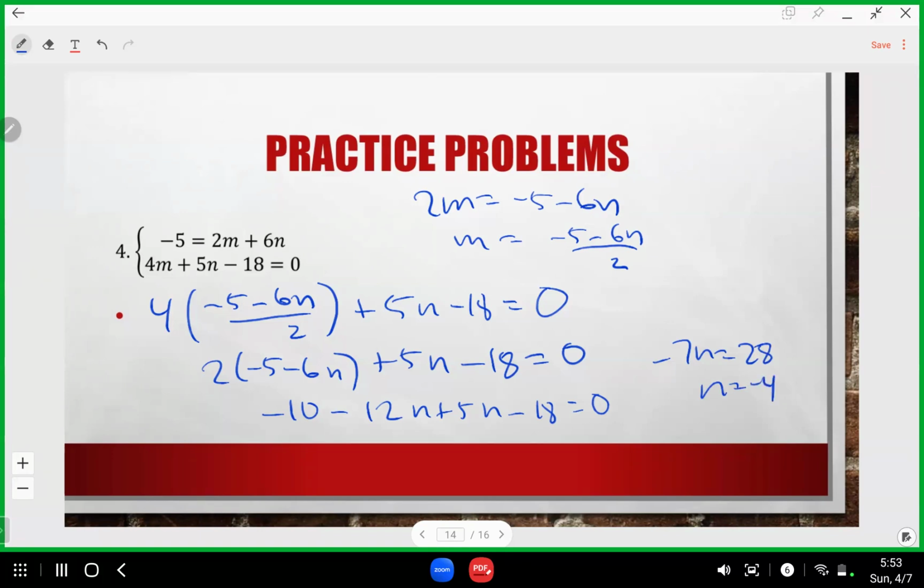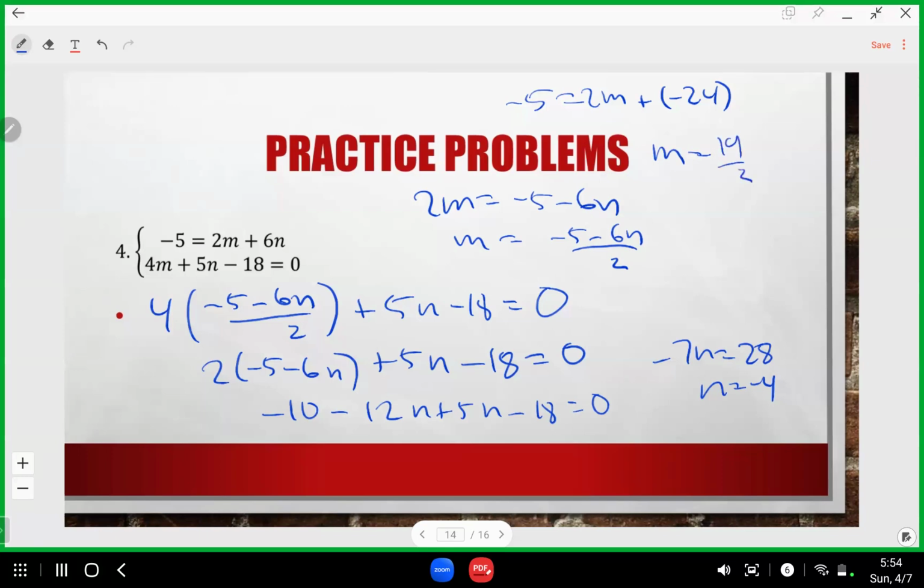Okay? So now we need to go n is equal to negative 4 here. We sub that in. Negative 5 is equal to plus negative 24. Okay? So then we have what? We have m is equal to 19. Okay, we have m is equal to 19 over 2, apparently.